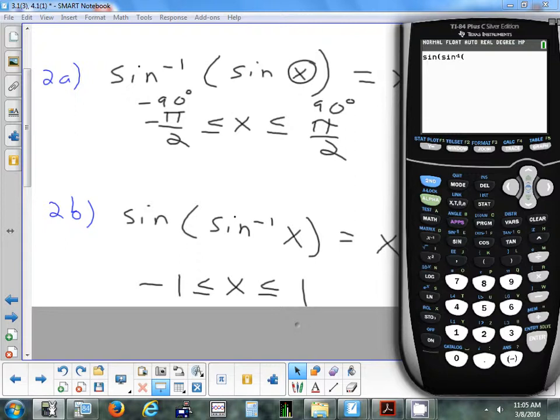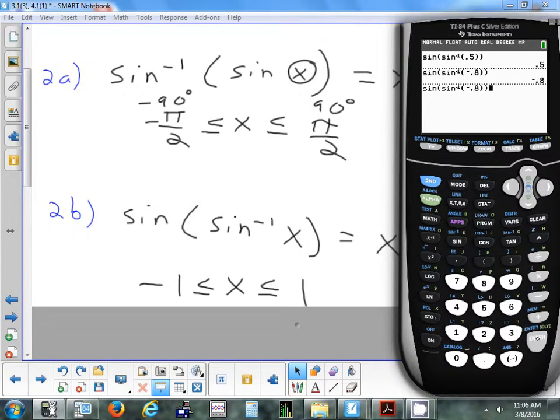Somebody pick a number between negative 1 and 1. 0.5. So when I hit enter, based on my formula, what do you think I'm going to get on the screen? 0.5. And I do. That'll work for any number between negative 1 and 1, and you can include negative 1 and 1. How about negative 0.8? What'd you get if I hit enter there? Negative 0.8. So they cancel each other out.